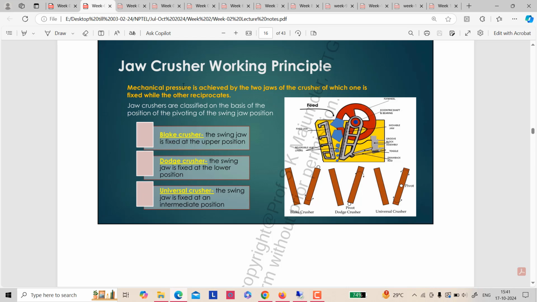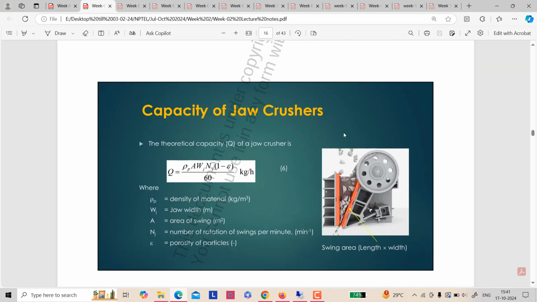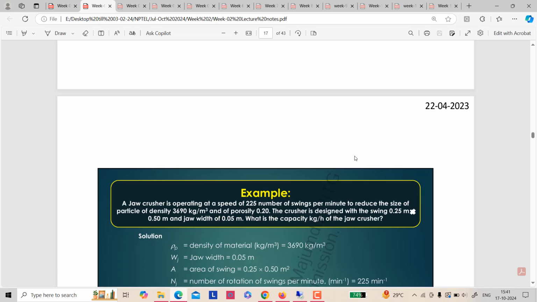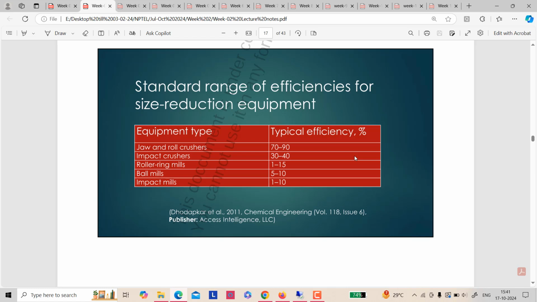So this is the working principle of one type of crusher, which is a jaw crusher. Here the pressure is achieved by the two jaws. You can see the two jaws of the crusher, of which one is fixed and the other is reciprocating. This one is fixed and that is reciprocating, and they are reducing the size of bigger particles. This is the capacity of jaw crushers. So these are some of the standard equipments used for size reduction in India.